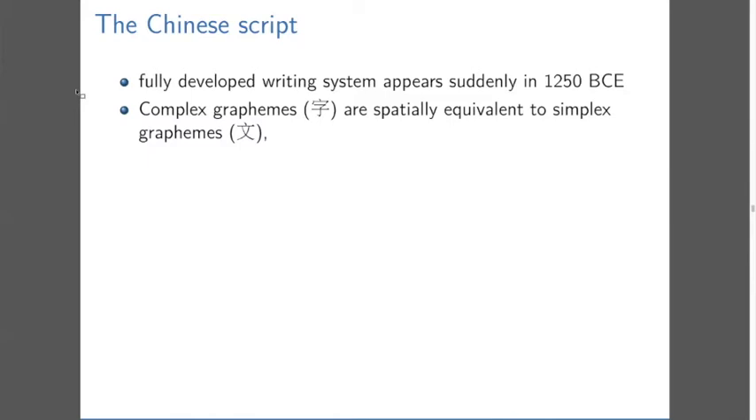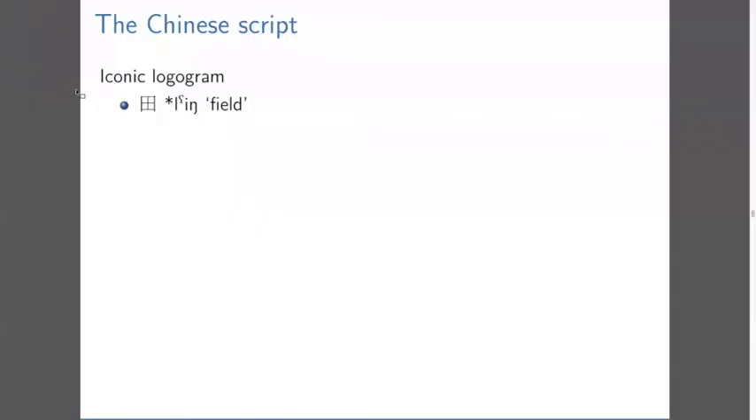And complex graphs are spatially equivalent to simplex graphs. So now we're going to apply our abstractions to the analysis of Chinese. You start with an iconic grapheme. In this case, it looks like a field. It's how you lay out a field. So it's a picture of a field, and it means field, and it's pronounced ling.